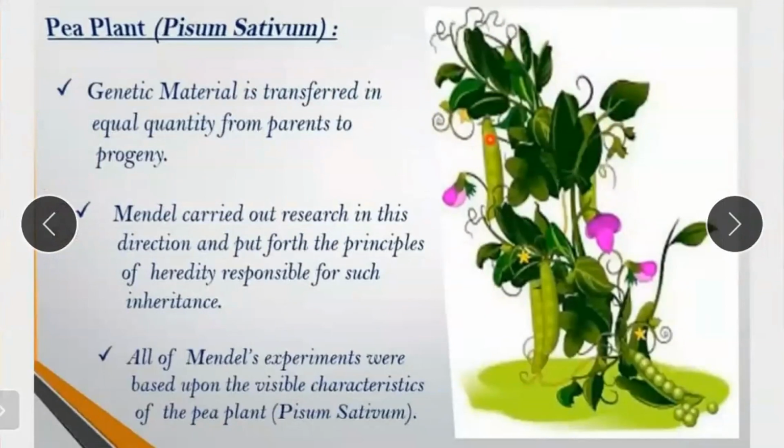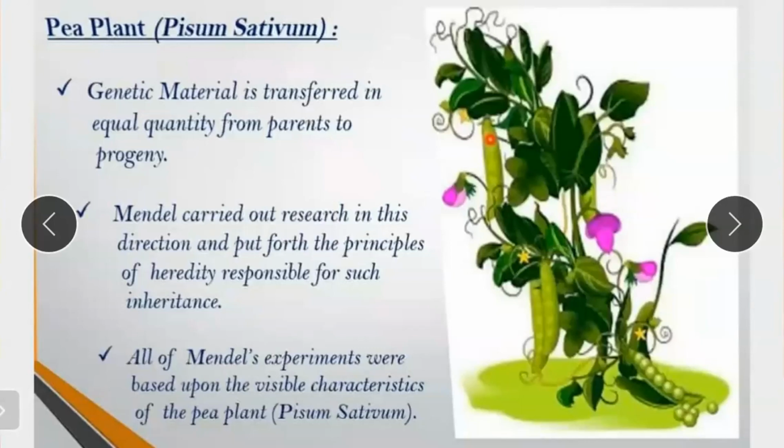What is the scientific name of the pea plant? It's Pisum sativum. So this scientist, Mendel, searched for the genetic material which is transferred in equal quantity from parents to progeny. And which is that genetic material? He researched it. So Mendel carried out research in this direction and put forth the principles of heredity, which are responsible for such inheritance.